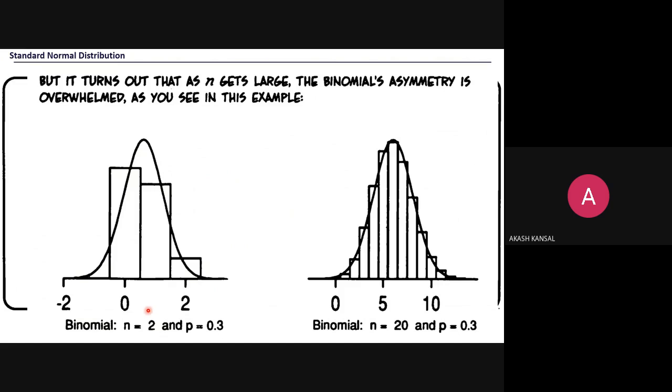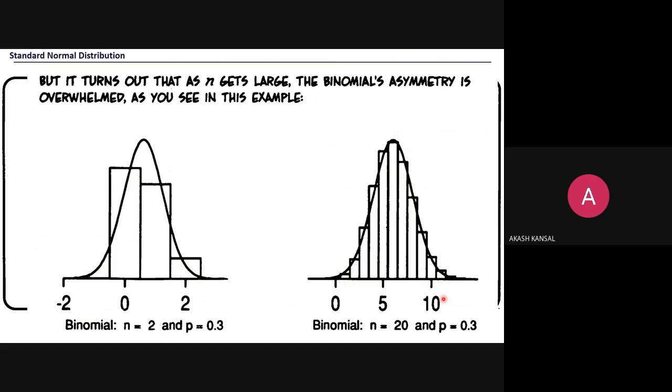But once your n increases, if you increase the number of trials, let's say to 20, these bars are the revised probabilities that you will see. Now for the same thing, the normal distribution would be this smooth graph, right?